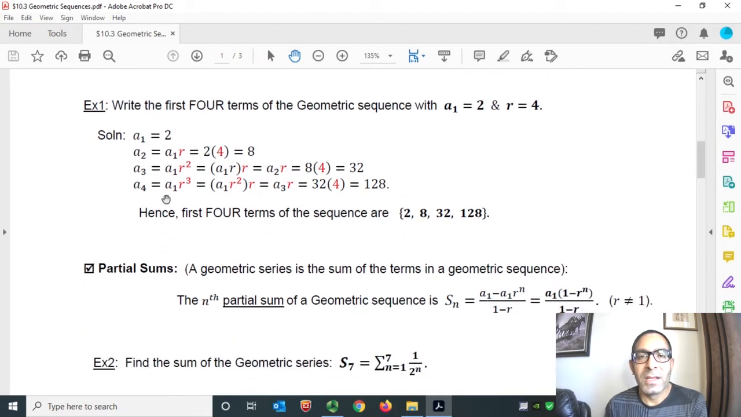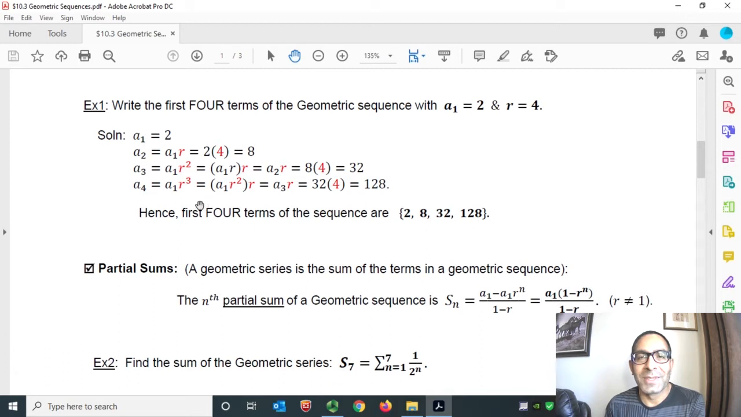Similarly, the third term is a3 equals the second term times the common ratio. We found the second term is 8, the common ratio is 4, so 8 times 4 is 32. Similarly, the fourth term is a4 equals the third term times the common ratio. We found the third term is 32, so 32 times 4 is 128. Hence, the first four terms of the given geometric sequence are 2, 8, 32, 128.